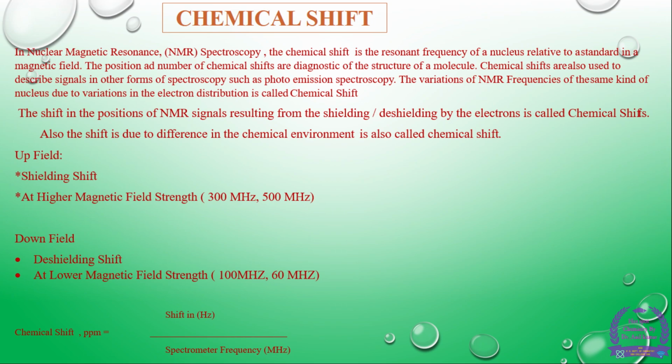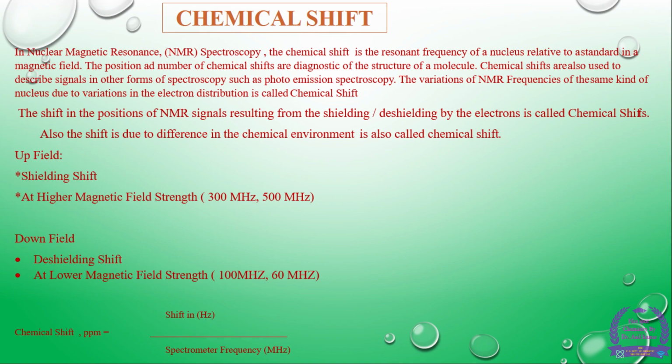The shift in the position of NMR signals resulting from the shielding or deshielding by the electrons is also called chemical shift. Also, the shift due to the difference in the chemical environment is also known as chemical shift. In this, we will discuss the upfield, that is the shielding effect, at higher magnetic field strength, that is 300 MHz to 500 MHz. And downfield deshielding shift, that is at lower magnetic field strength, that is 100 MHz to 60 MHz.